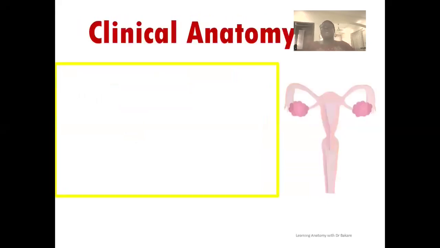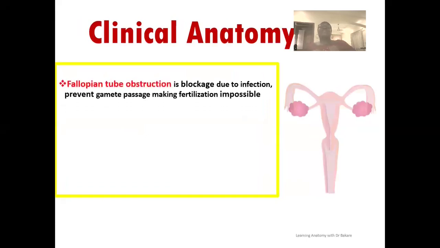Let's look at clinical anatomy. Let's look at the fallopian tube obstruction. This is blockage of the lumen of the uterine tube, and this can occur as a result of infection. And this will prevent the passage of gametes through the lumen of the uterine tube. Remember, we described the functions of the uterine tube, where it is helping to transport the oocyte and also the sperm cell to the specific region within it where fertilization will occur.